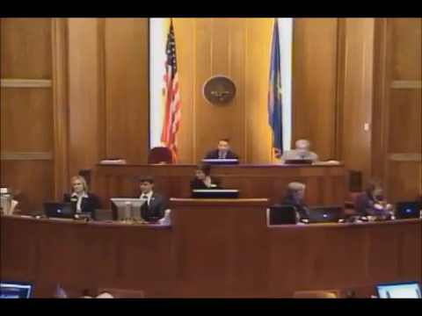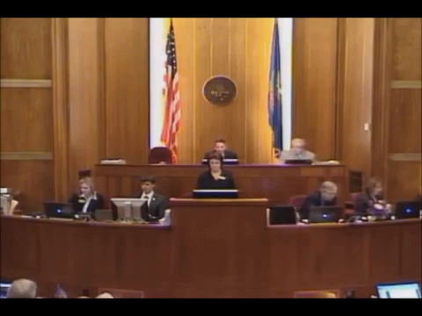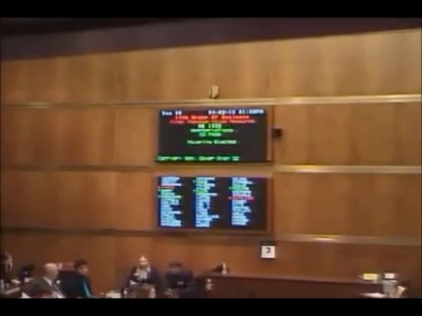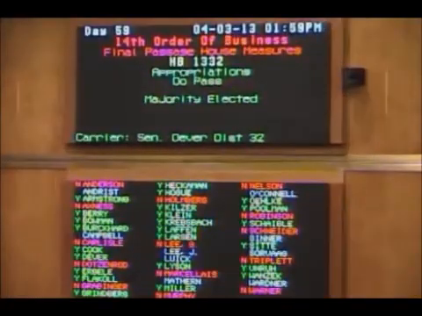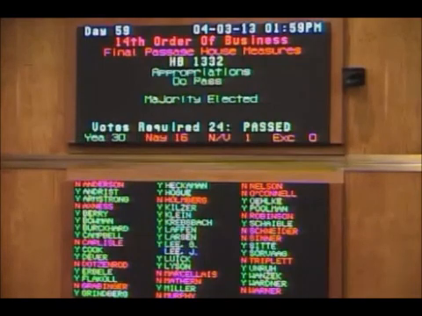Any further discussion? Hearing none, the question is on the final passage of House Bill 1332. Would the Secretary please open the key? All senators have voted. Any senator wishing to change their vote? Secretary, close the key. Final tally on House Bill 1332 reveals there are 30 senators voting yea, 16 senators voting nay, 1 senator absent and not voting. The bill is passed.